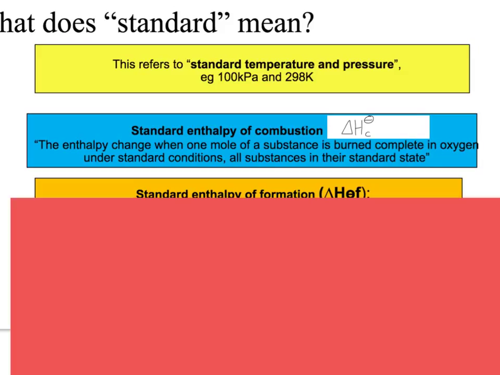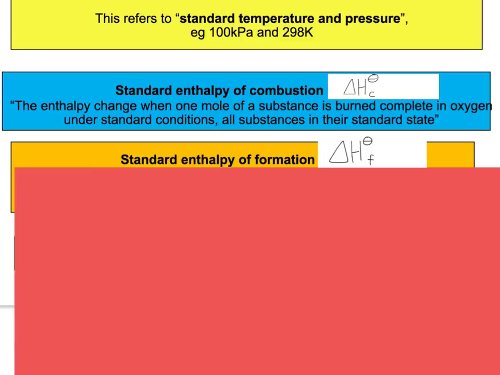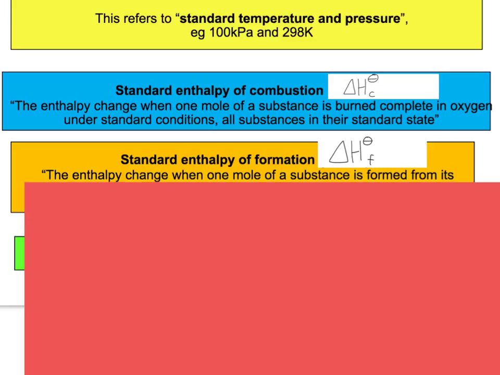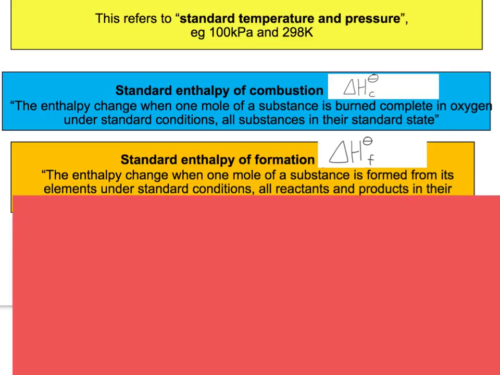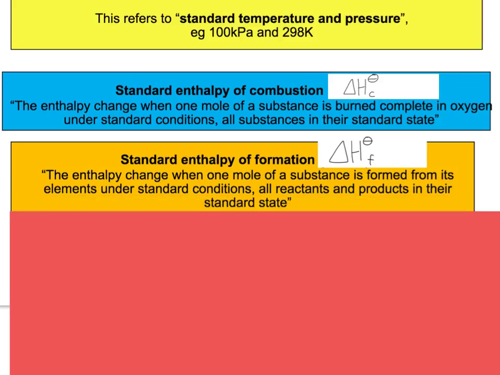The next one is enthalpy of formation. So enthalpy of formation is delta H theta, standard conditions, F for formation. So it starts off the same. It's the enthalpy change when 1 mole of a substance is formed from its elements under standard conditions, all reactants and products in their standard states. Or all substances in their standard states will equally be as good. In A2 you'll learn a few more, but these are the main 2 that you need for AS.